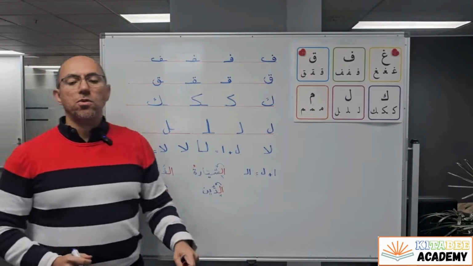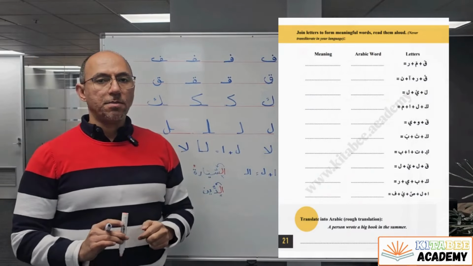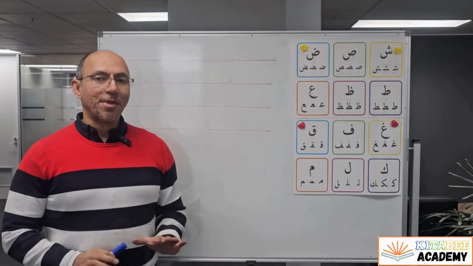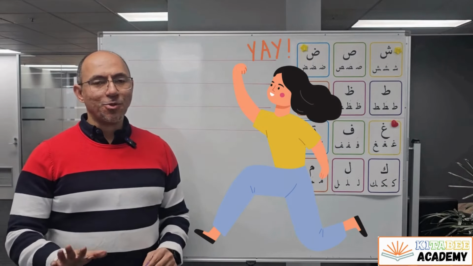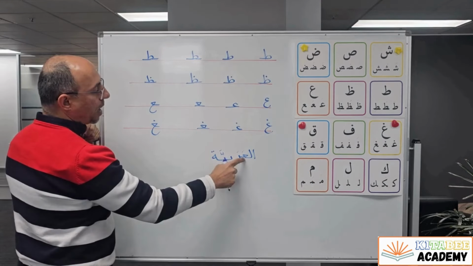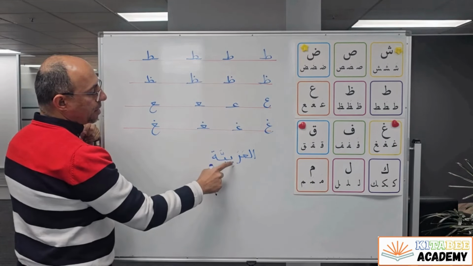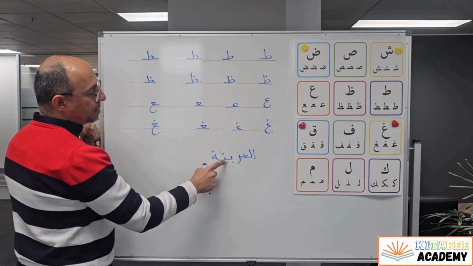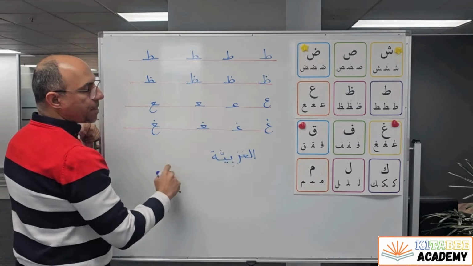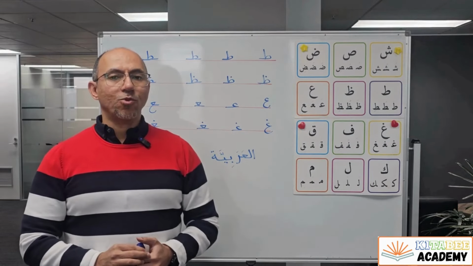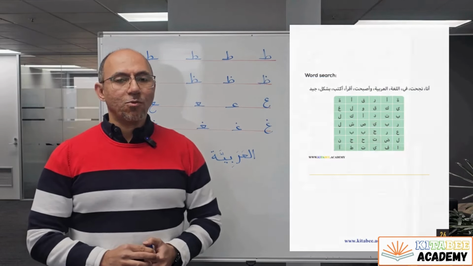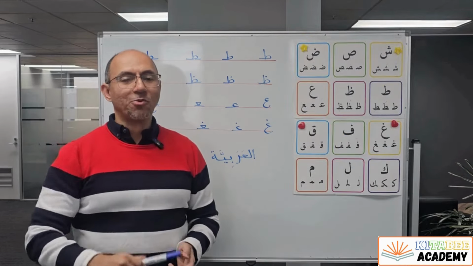Now I want you to go and do the joining the letters, do the exercise, look up the meaning of these words. By the end of this class, you'll be able to read and write anything in Arabic. So congratulations. Al, A, R, B, Biya. Al, Arabiya. We'll finish up this course by a word search, a very fun word search. I pronounce you Arabic readers and writers.